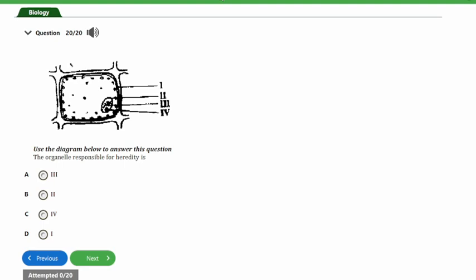So the question here comes with a diagram. So here you can see the diagram fully well. So the question here says, the organelle responsible for hereditary is. So before we proceed, I believe you know that this is also a cell, but in this case, the plant cell. Nonetheless, you should know that the organelle responsible for hereditary here should still be the nucleus. So guys, you have to locate the nucleus from this cell.